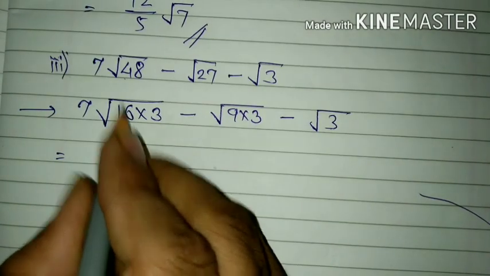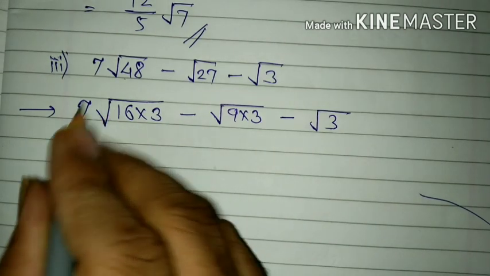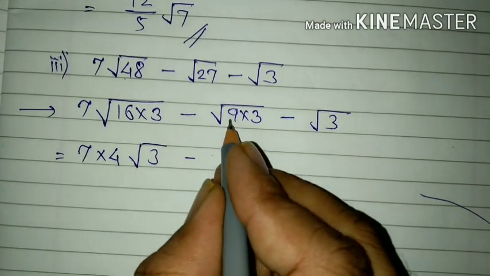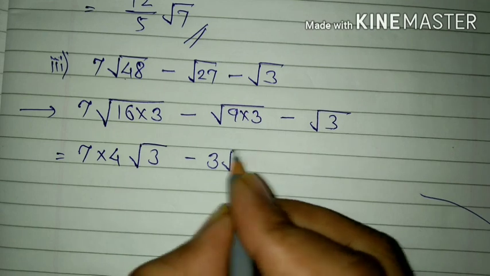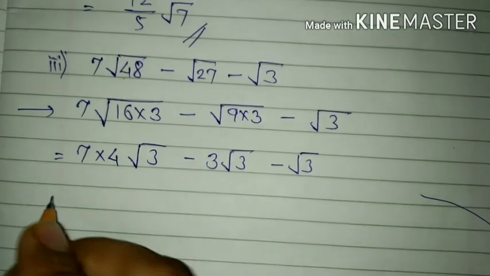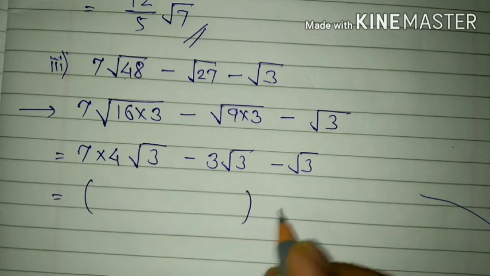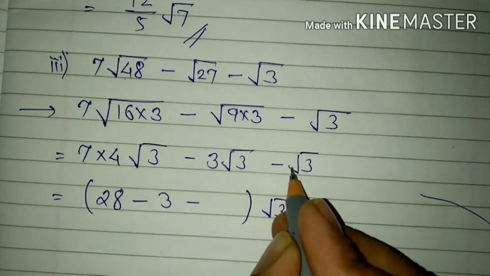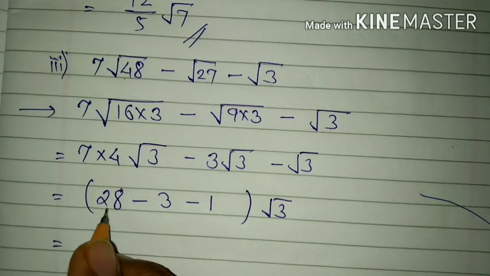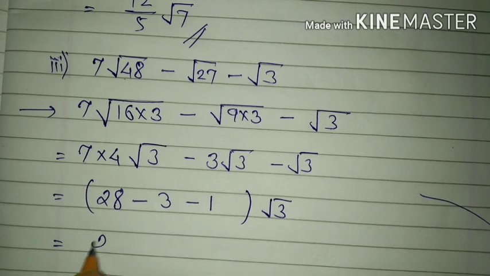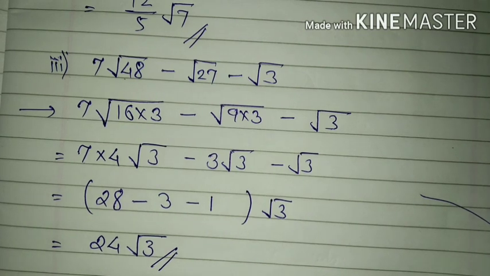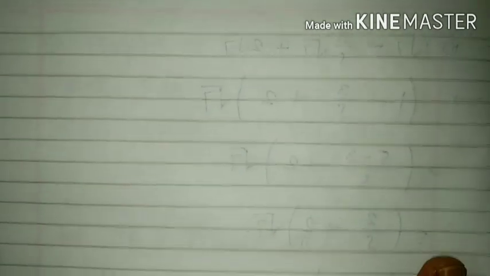So whenever 16 comes out, becomes 4. Good. 7 into 4 root 3 minus, whenever 9 comes out, becomes 3 root 3 minus root 3. So root 3 take as a common. 7 4s are 28 minus 3 minus, here is 1. Good. Is equal to 28 minus 3, 25, minus 1, 24. So 24 root 3. This is our final answer. Okay. Next question is multiply.